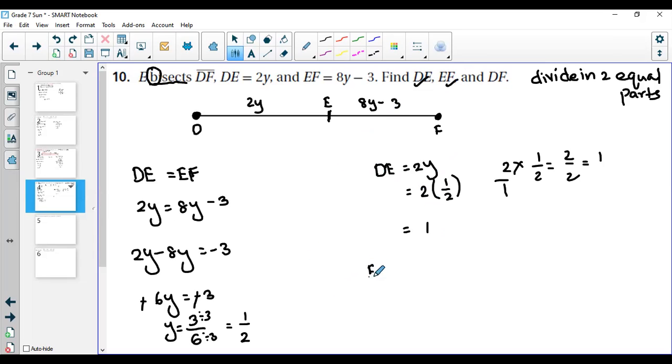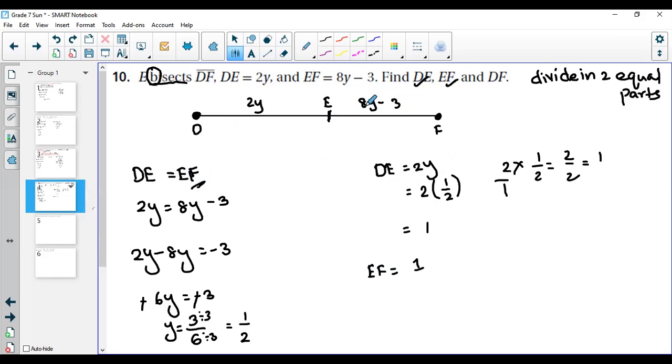Let's find EF. Now EF, you can do two ways. You can solve with the value of y, that's half of 8, then minus it with 3. That will give you the answer. Or we can also say, because DE and EF are equal, EF is also going to be 1. Why did we say EF is also equal to 1? Because DE is equal to EF. That's the equation we wrote.